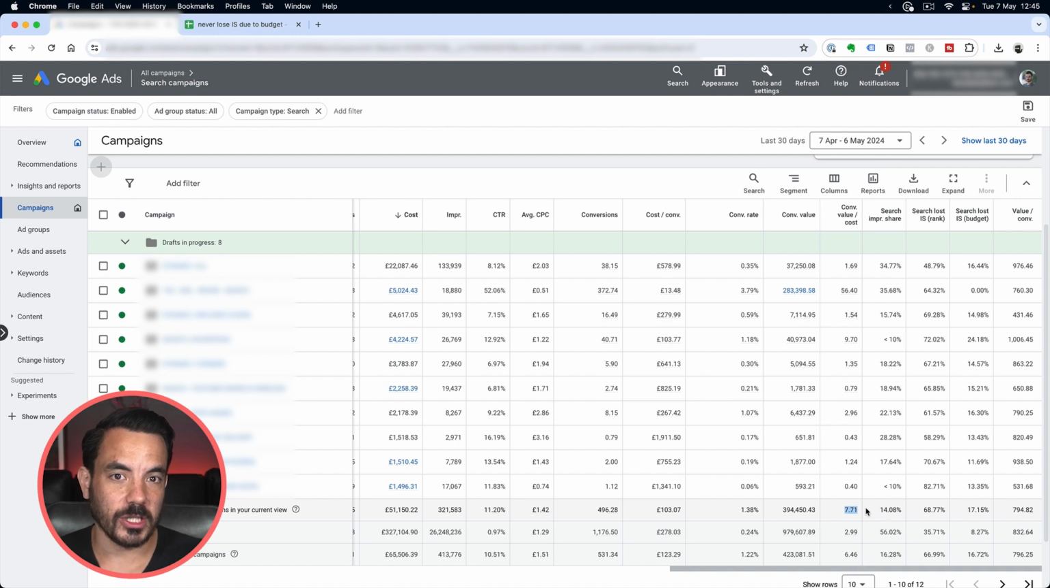So pull up your impression share columns in Google now. Ask yourself, are you on target, yes or no? If you are on target, are you losing anything at all due to budget? If you are, raise those budgets, man. You gotta be maximizing that spend if you want to maximize that profit.